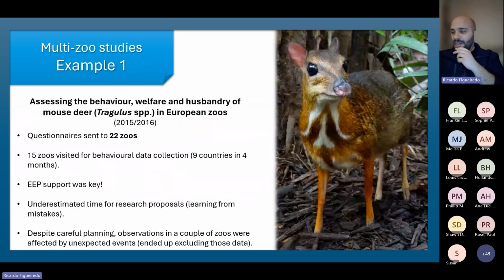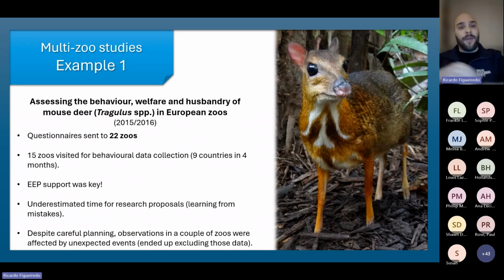Now, a couple of examples. And yes, Paul, I did have to include a mouse there in this presentation somewhere. So as Paul mentioned before, I've been engaged in some multi-zoo studies in the past. This is one of my first large research projects that involved a lot of zoos.